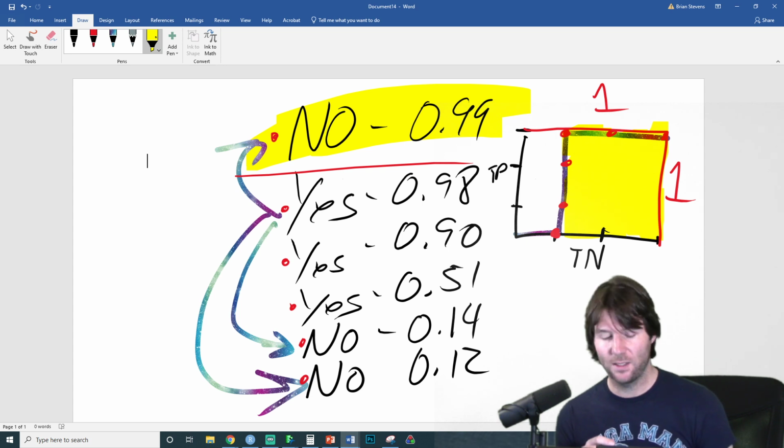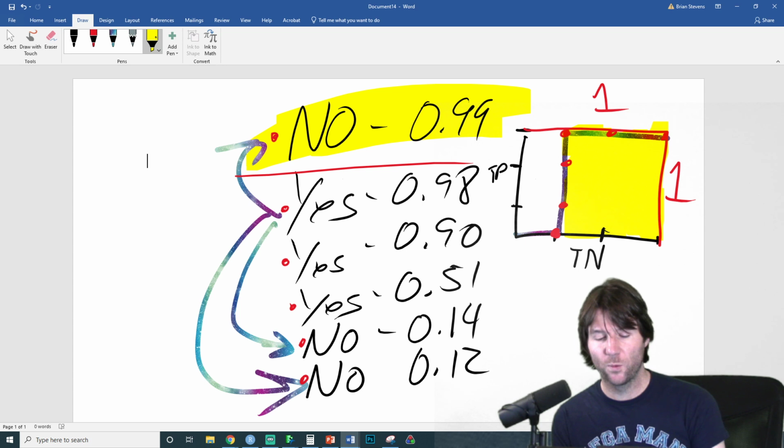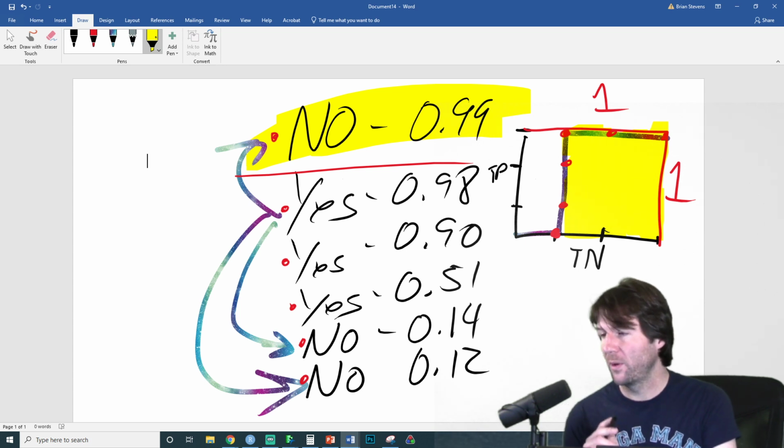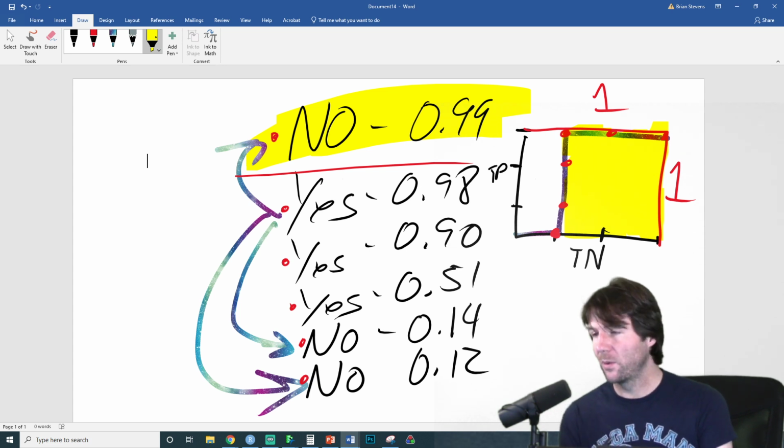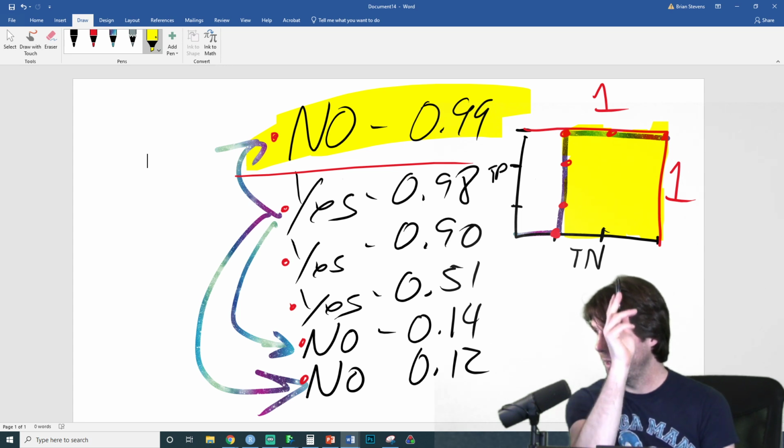It properly ranked them. So when we talk about what AUC means right here, AUC properly ranked them. So yes, the yes class received a higher probability than the no class 66% of the time. And so that's what's going on right here with the AUC. Does that make sense? The yes class received a higher probability than the no class 66% of the time. And then you can draw it out visually right there.